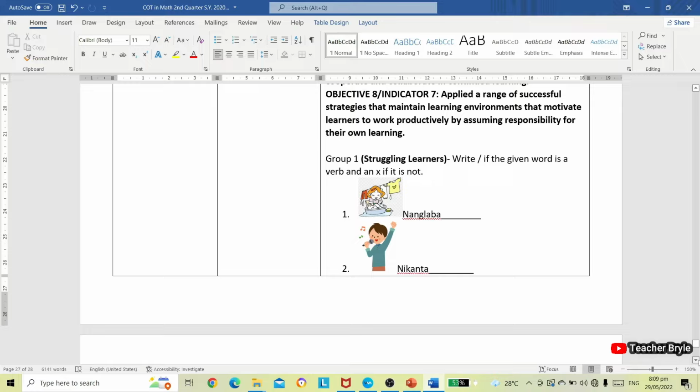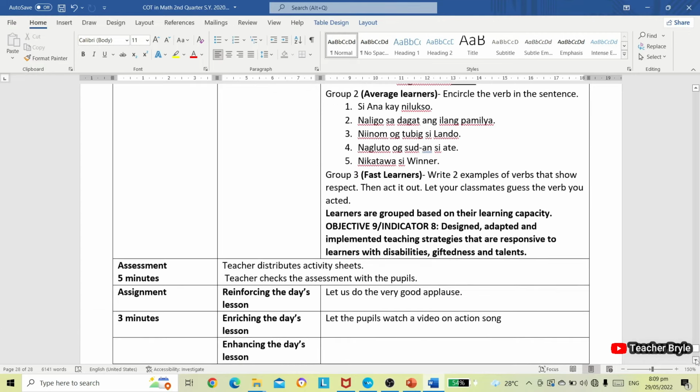Group 1, struggling learners. Group 2, average learners. Group 3, fast learners. Learners are grouped based on their own learning capacity. And we also targeted Objective 9 or Indicator 8. Designed, adopted, and implemented teaching strategies that are responsive to learners with disabilities, giftedness, and talents.